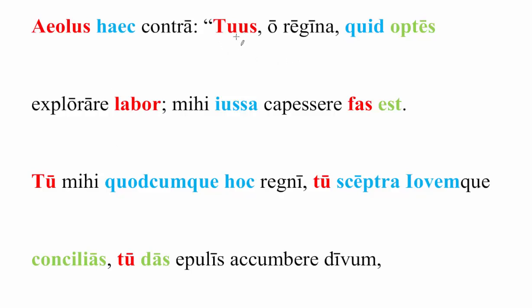Tuus, he starts off. And then the vocative, O regina. And then we see that the tuus eventually ends up here at the labor. All right, and what is missing from this whole phrase? Because this optes right here is inside, we'll put some square brackets around this. It is inside an indirect question, so it's not the main verb in the sentence here. The verb that is missing is est, so we need to supply that. It is your business, O my queen.